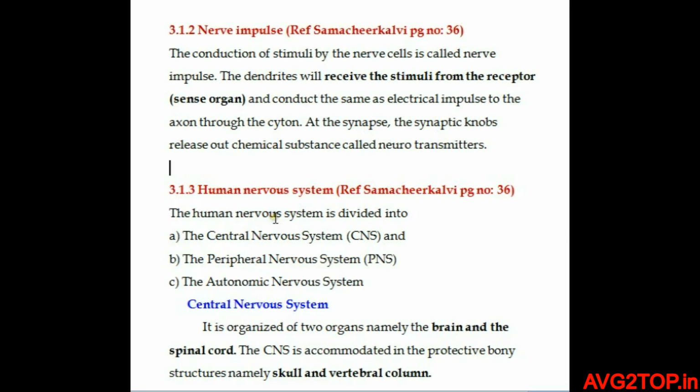Now let's move on with the next topic, human nervous system. The human nervous system is divided into central nervous system, peripheral nervous system, and autonomic nervous system. In the central nervous system, you can find two organs, brain and spinal cord, and it is accommodated in the protective bony structures called skull and vertebral column. Now let's discuss in detail.